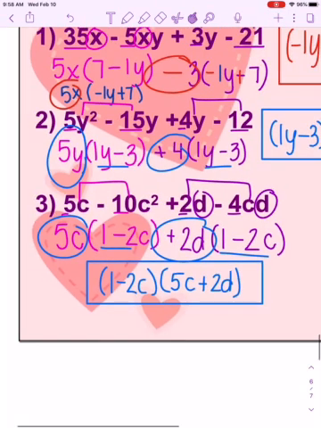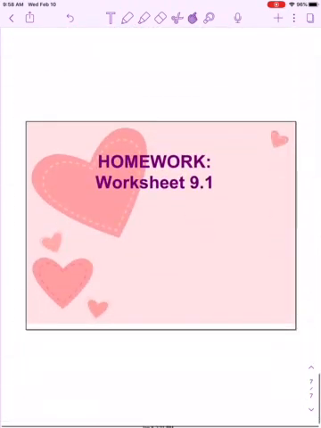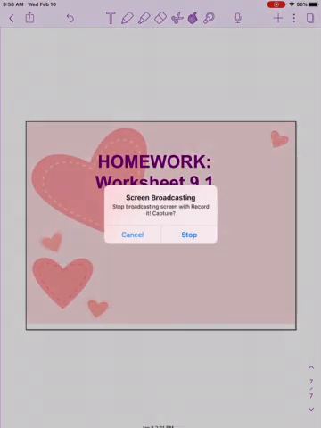Okay? So if there's just 2 or 3 terms right now, you're just taking out a common factor, but if there are 4, you're going to factor by grouping.